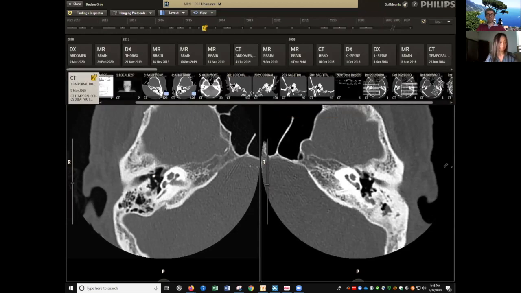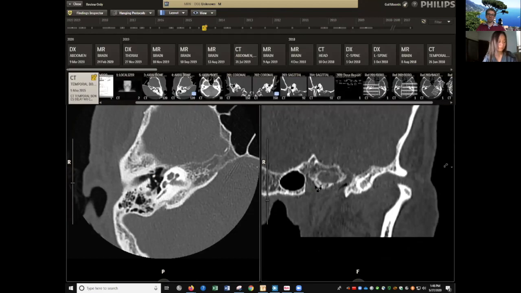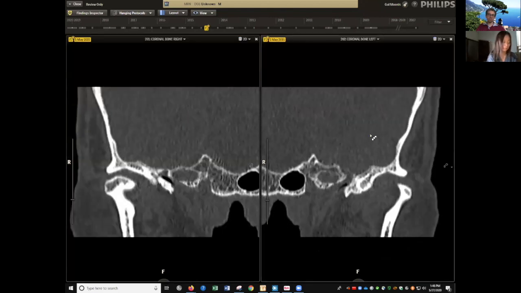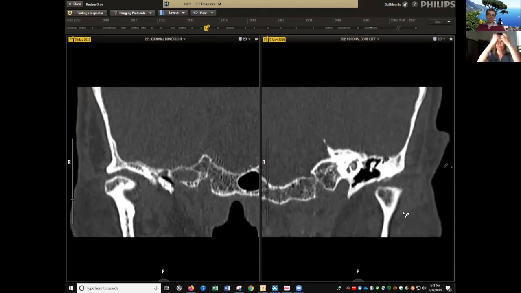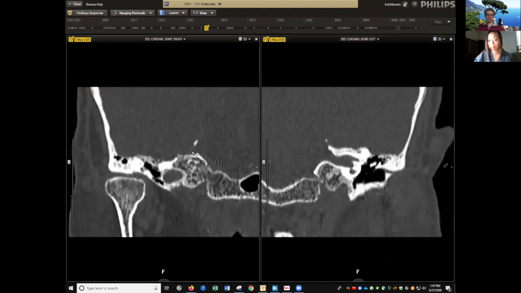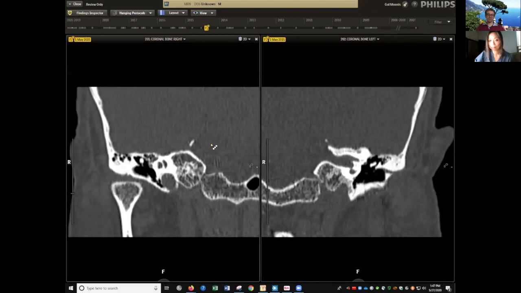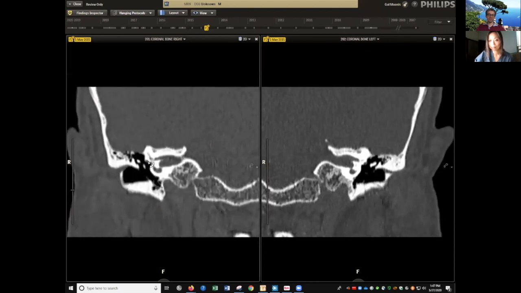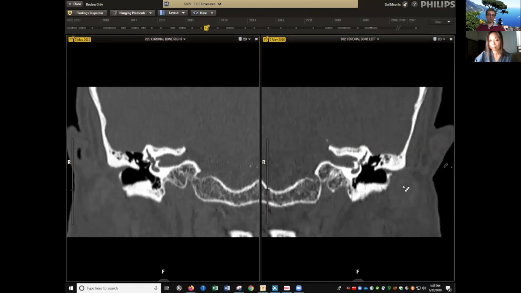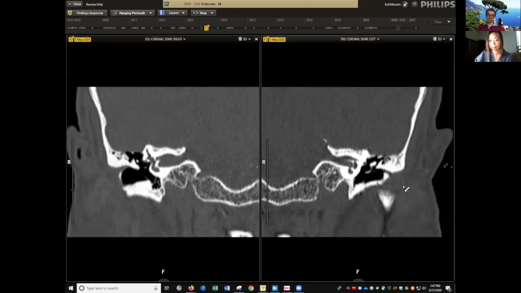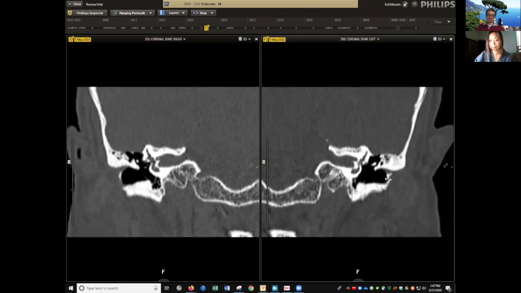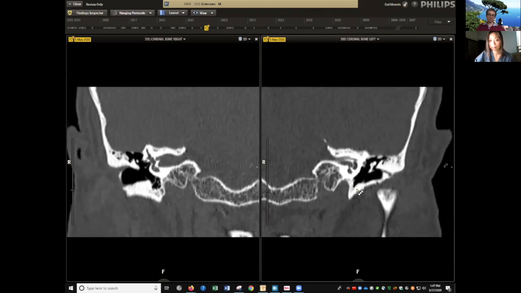So if we go to the coronals, you can see the same finding here. As we scroll, let me bring up the long process of the incus on the right side. You can nicely see the long process of the incus bending to the lenticular process. And on the left side, you really see nothing. It kind of stops short. It doesn't go down at all.